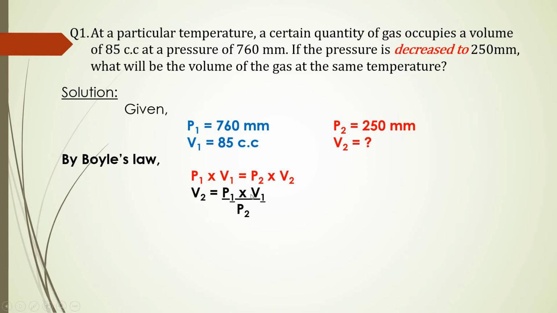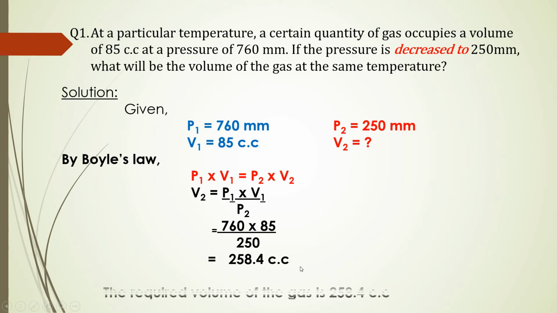V2 is equal to P1 into V1 divided by P2. Now we just need to substitute the values of these variables, which will look like this: 760 into 85 divided by 250. And when we solve this, we get 258.4 cc. Therefore, the required volume of the gas is 258.4 cc when the pressure is decreased to 250 millimeter. So this is how we need to solve this type of numericals.